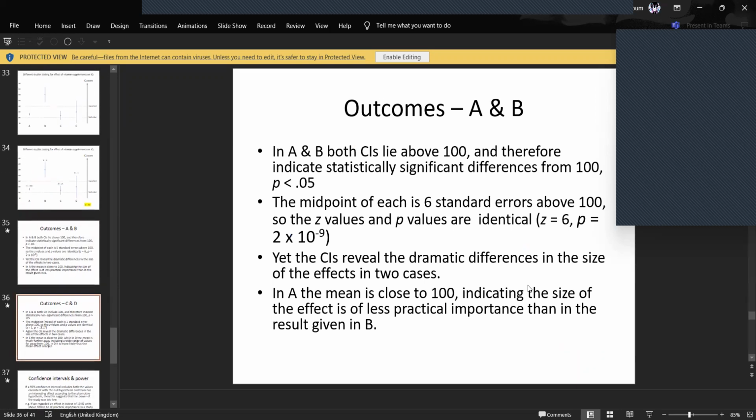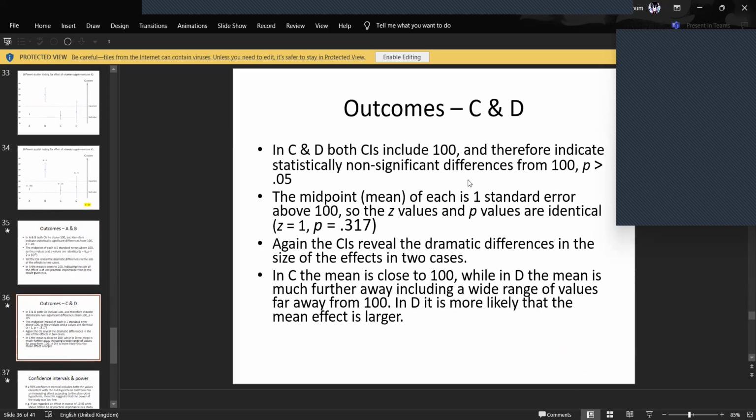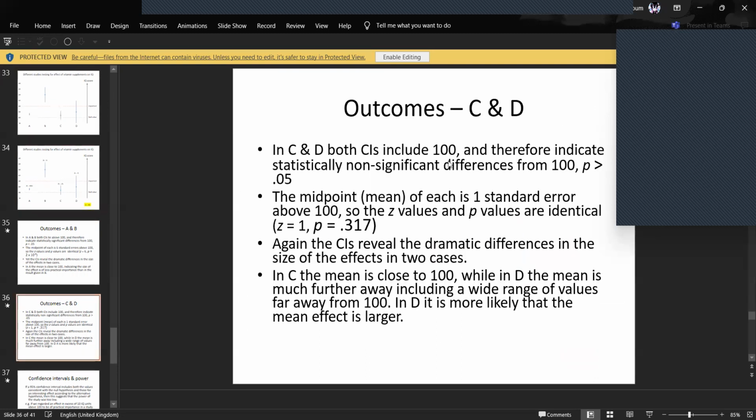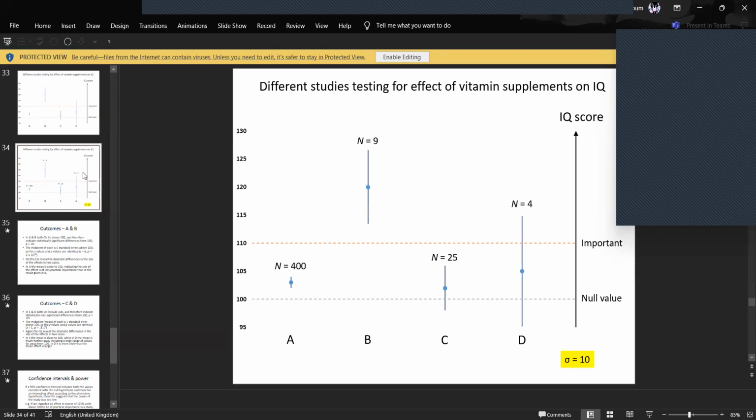All right? And so in outcomes C and D, both confidence intervals cross the null value, which tells you that it's not statistically significant. And the p-value is the same, again, for unknown reasons. But again, you get two very different stories when you look at the confidence intervals.